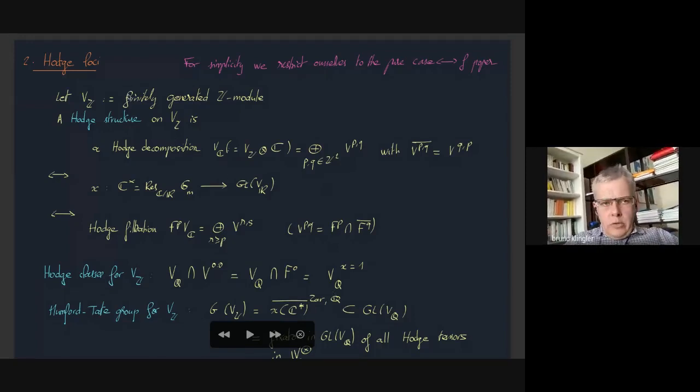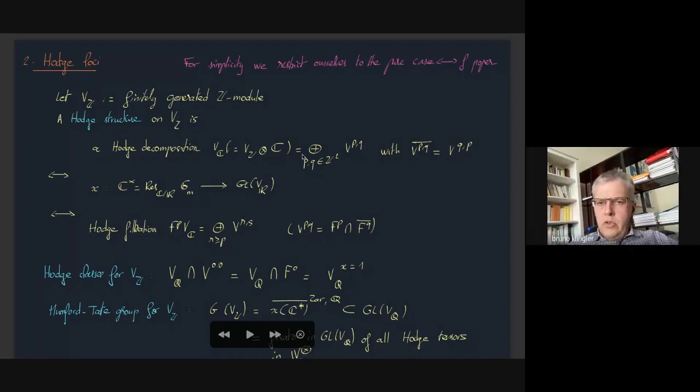But suppose that you start with a finitely generated Z-module. Then what is a Hodge structure on that Z-module? There are three equivalent definitions, basically. Either you think of it as a Hodge decomposition on the corresponding complex vector space, so a decomposition into pieces V^{p,q} such that the conjugate of V^{p,q} is V^{q,p}. Interestingly, and this is the point I will consider here, is to think of this as being a representation of C^* seen as a real algebraic group inside GL(V_R).